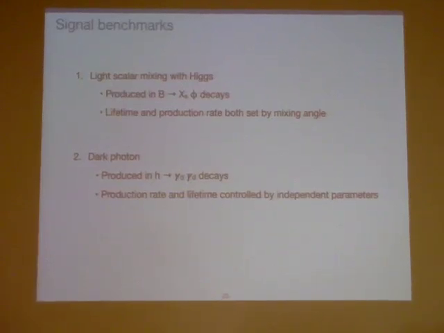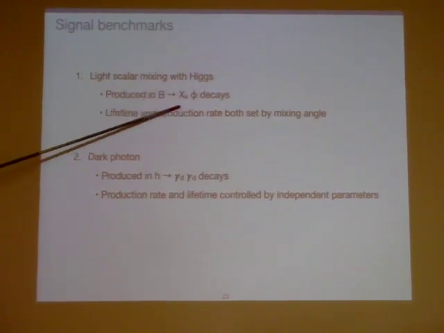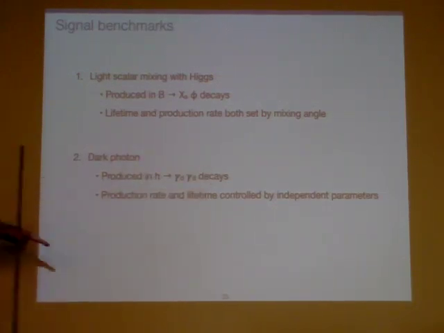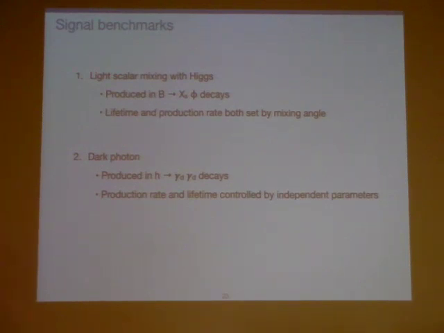All right. So what do you do with this thing? I'm going to show you 2 benchmark models for which we calculate the reach. One is the light scalar mixing with the Higgs, where you get a beam meson decaying into a strange meson plus this new particle phi, which is the thing mixing with the Higgs. What's nice is that both the production rate and the lifetime are just set by the mixing angle of the Higgs particle, so you have a very predictive model. We also looked at this dark photon model, where the Higgs decays to 2 dark photons, decaying displaced. So this is a 2-parameter model where 1 parameter controls the production, the other parameter controls the lifetime.